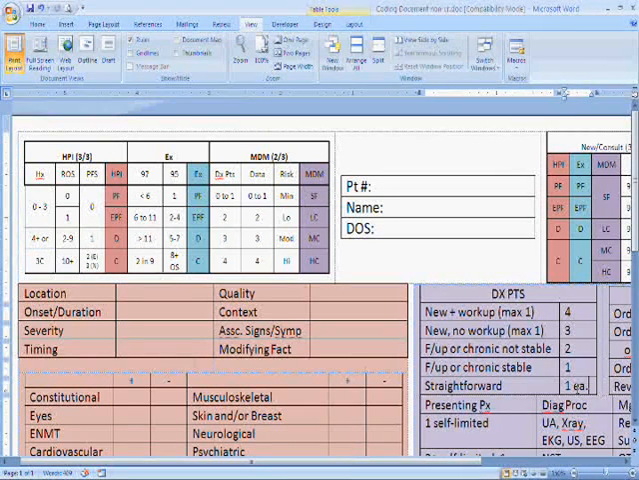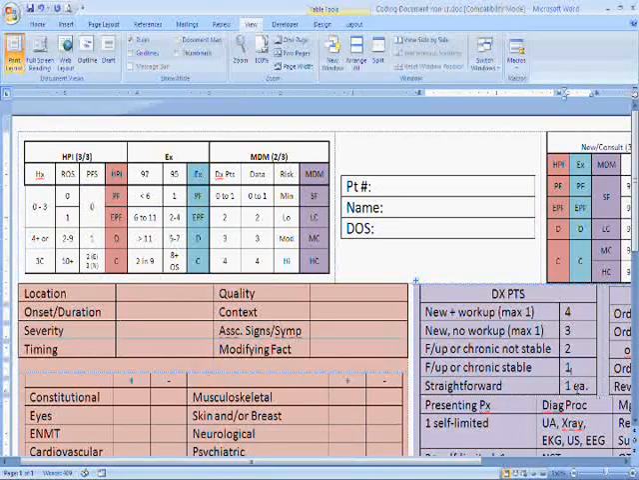If you have something like a URI or a cough, and they still have symptoms, or they're worried about some sort of infection, then that would not be a straightforward problem. Each straightforward problem is worth 1 point for each straightforward problem that's listed.